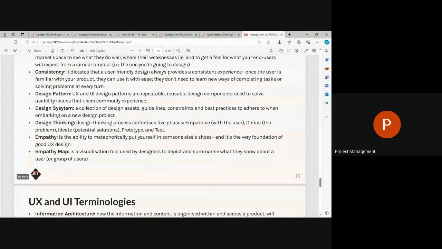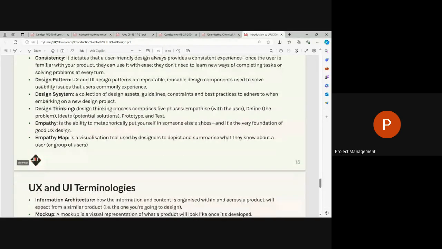Then we have the design pattern in aspect of iconography, that is, there are some icons that are set aside for some particular things. So using those icons for a different thing can cause confusion for the users. Then we have design systems, like a guideline that will guide you when you're designing. Then we have design thinking process. We're still going to get to that.